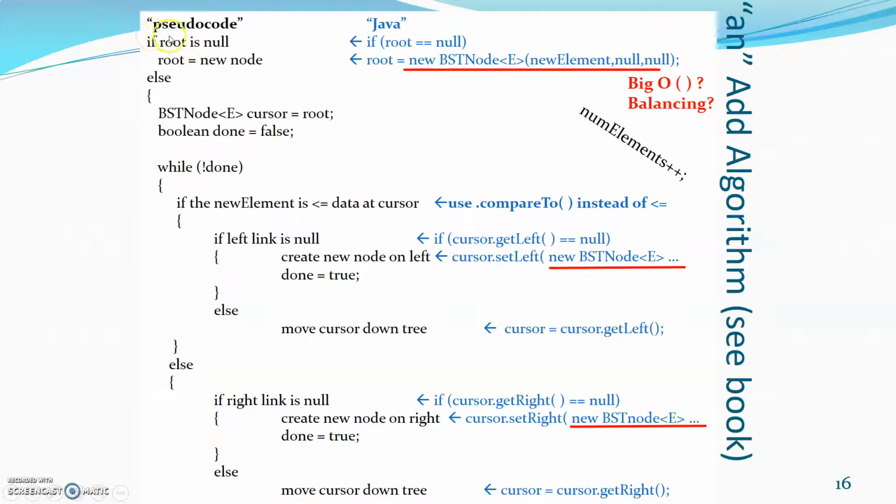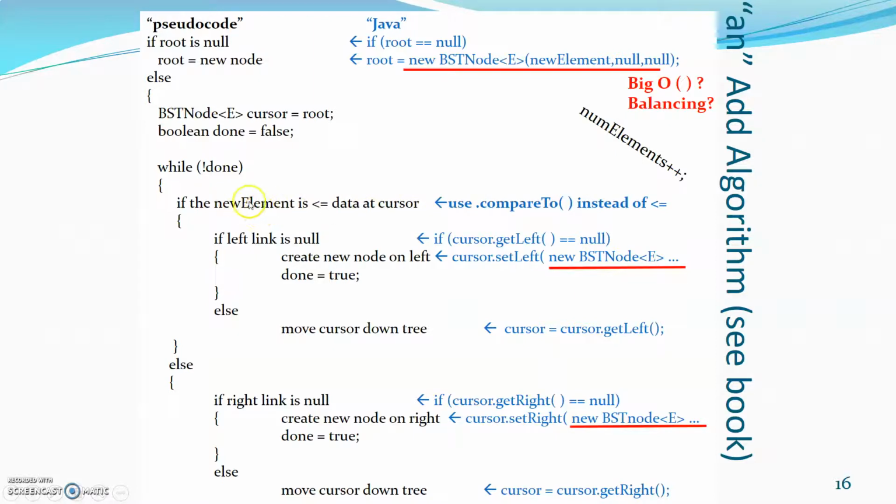If the tree is not empty, then we come to this part right here. A key thing is that this cursor is being established by pointing to the root. And the loop here is going to be moving that cursor down the tree. We will look at the value that's being added, this new element, and compare it to the data at the cursor. Again, this is pseudocode, so compare to has to be used instead of less than or equal, and the data at the cursor is cursor get data.